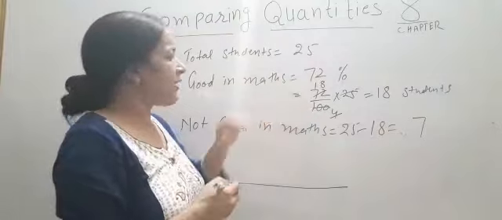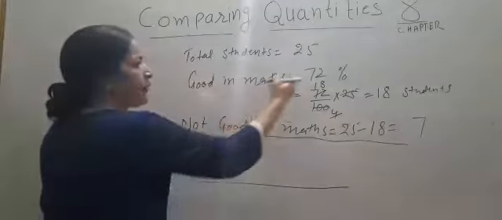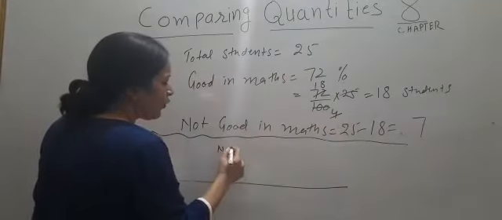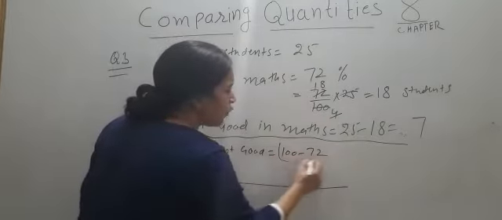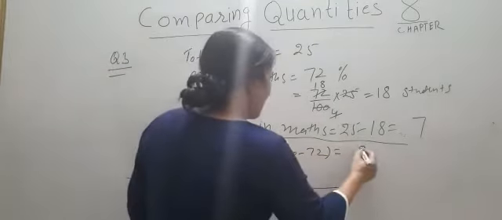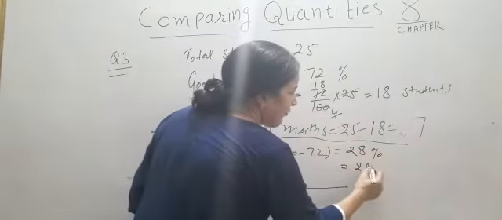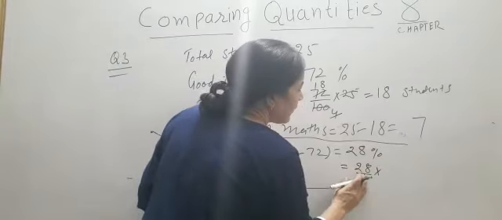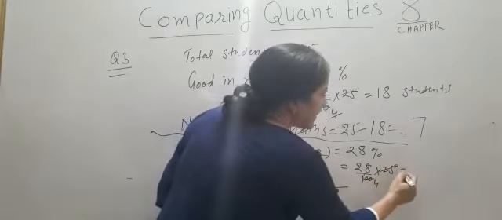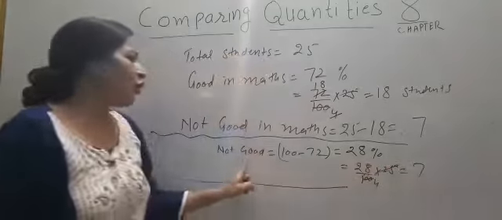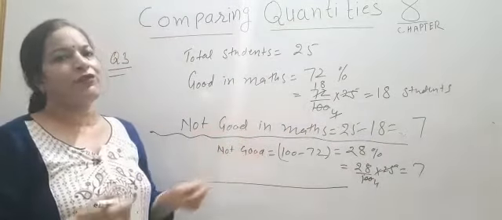What was I doing in the previous step? In this way, like good in maths 72, not good you can find in this way. Not good: 100 minus 72, how much? 10 minus 2 is 8, 9 minus 7 is 2, 28% not good in maths. Then find 28% of 25, so 7. Then also you get the same answer, not good in maths. So you can opt for any way, this way or this way, whichever you find easy.